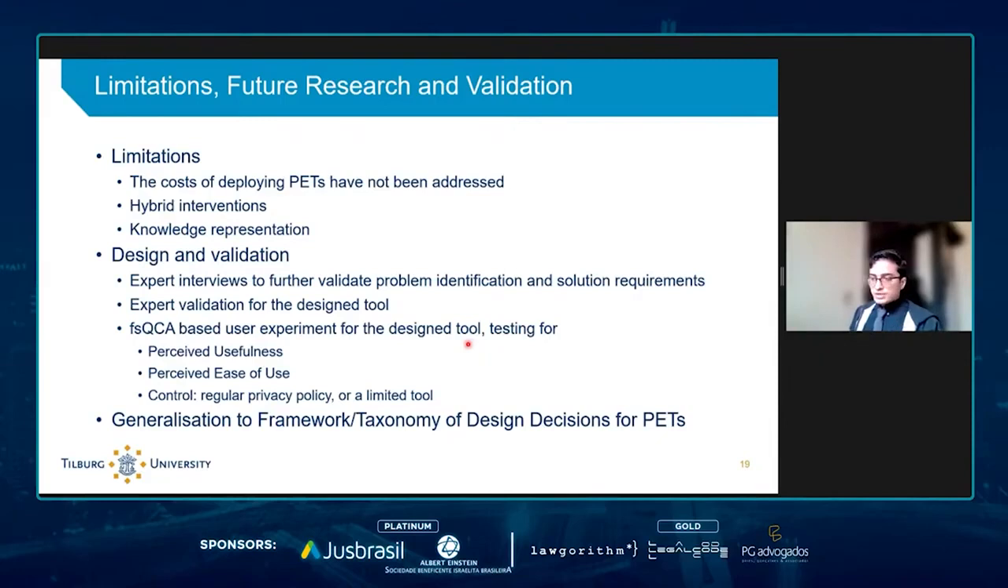We would also like to consider generalizing the framework that we've come up with, as a framework for further analysis of privacy enhancing tools and how they fit into the contractual lifecycle.